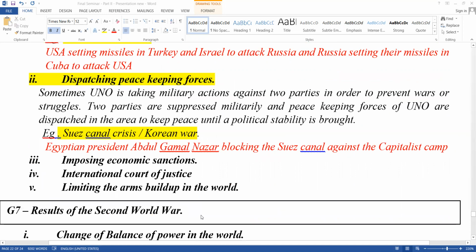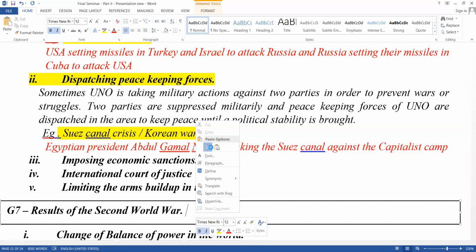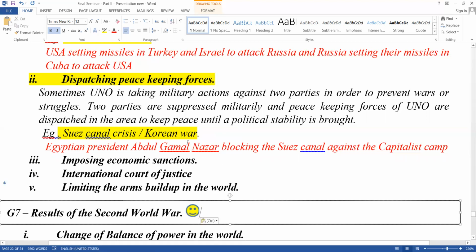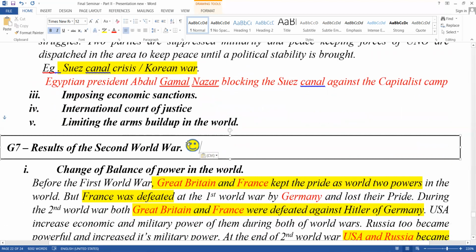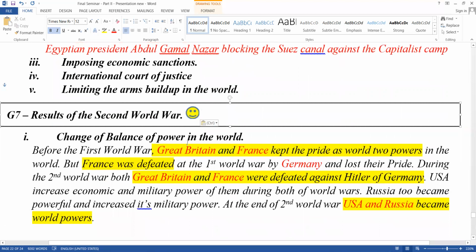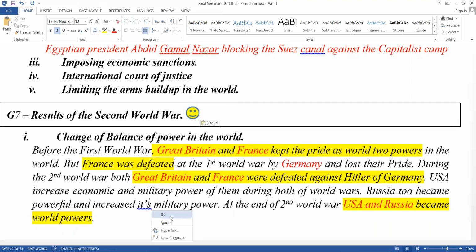Results of the Second World War are once again important. Change of the balance of power in the world is one result. What is the change of balance of power? Great Britain and France were the two most powerful countries before the Second World War, even before the First World War. But they lost their pride. France was defeated two times by Germany. Great Britain was attacked by Hitler. So they lost their pride, and later on the USA and Russia became the most powerful countries in the world. So the balance of power had been changed.